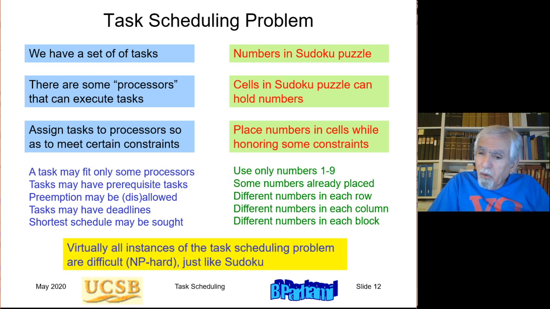Now virtually all instances of the task scheduling problem are difficult, NP hard, just like Sudoku. So Sudoku has been theoretically proven to be NP hard. That's why it's an interesting puzzle. There are no shortcuts. You basically have to work hard in solving a Sudoku puzzle.